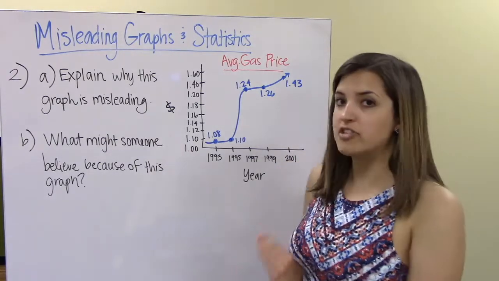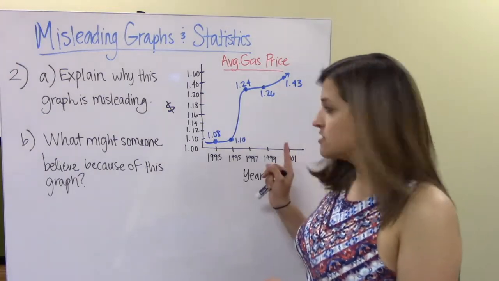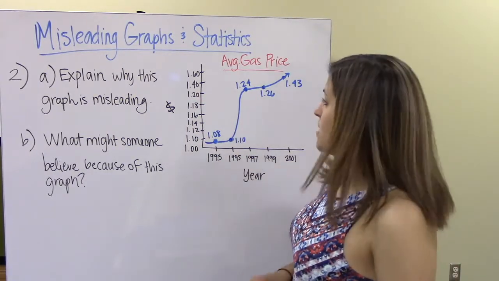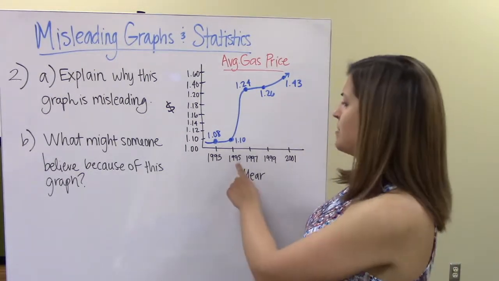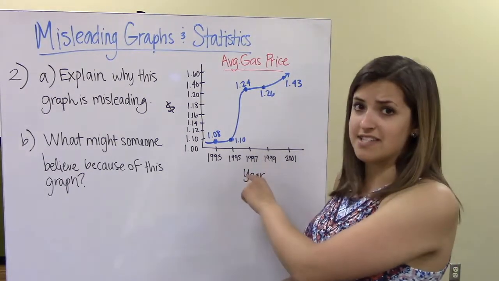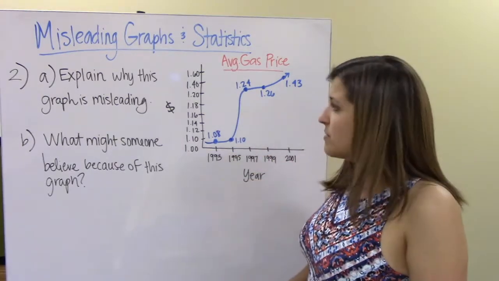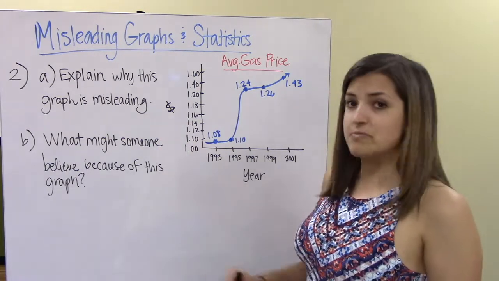The second problem gives us another graph. This one is about average gas prices every September. So our x-axis gives us years, and our y-axis gives us how much gas costs. Now if we take a look at this, it looks like there's a very steep incline that happens between 1995 and 1997. And for the most part, the rest of this graph is pretty level. But if we take a look, it's actually really misleading. So let's explain why this graph is misleading.